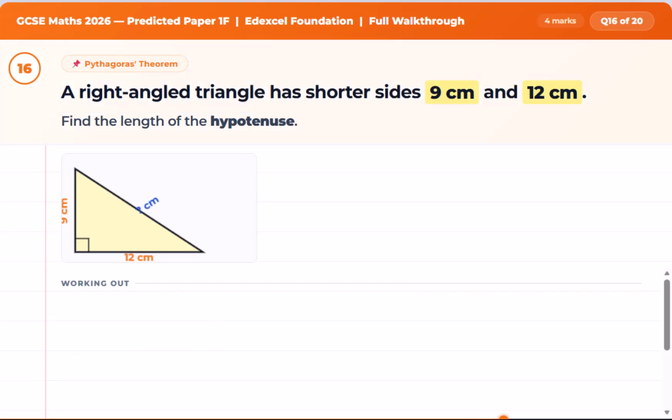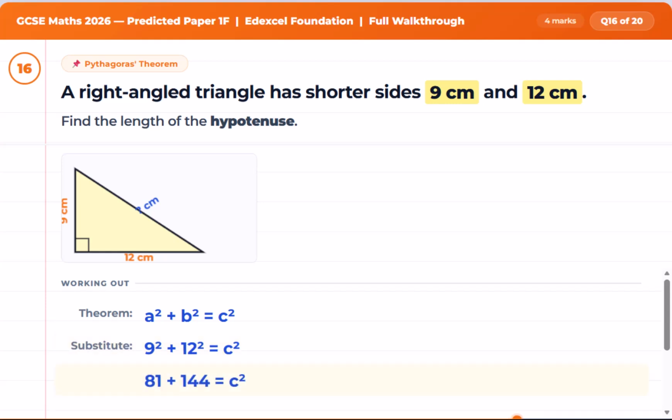A right-angled triangle has shorter sides 9 centimeters and 12 centimeters. Find the length of the hypotenuse. Pythagoras theorem, a squared plus b squared equals c squared, where c is the hypotenuse. Substitute the two known sides.